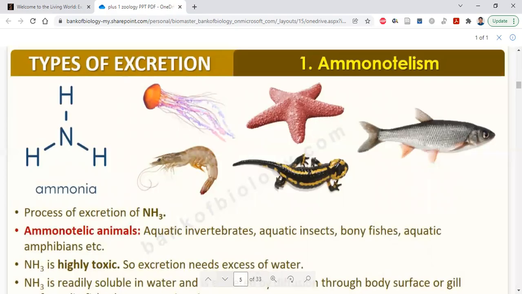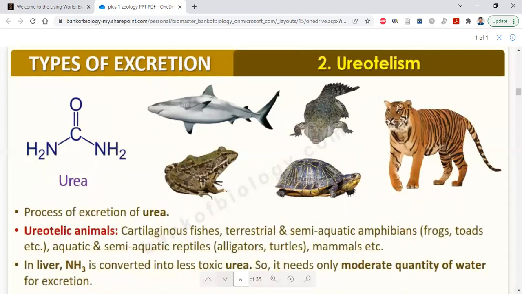Ammonotelism is the process of excretion of ammonia, as we just discussed. It is highly toxic and needs excess water, so aquatic organisms are ammonotelic. As for ureotelism, fishes, terrestrial and semi-aquatic amphibians like frogs and toads, and also mammals are ureotelic.